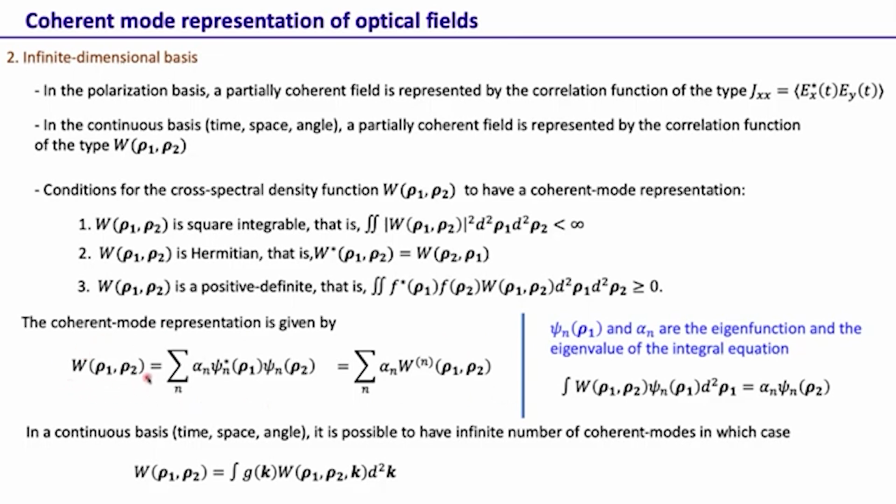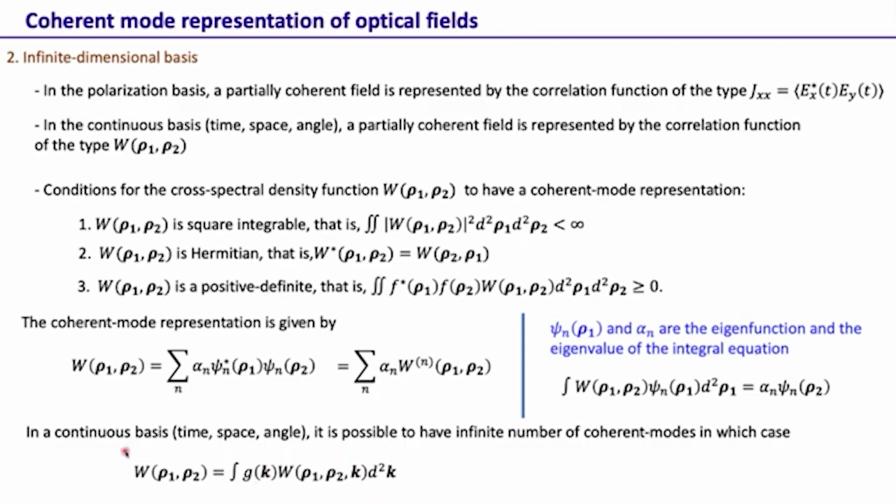That means we write this partially coherent field as a sum of the cross spectral density functions corresponding to the coherent modes, and these alpha n are the weightage. So essentially coherent mode representation is finding the diagonalization, and of course if there is no degeneracy in the eigenvalues, then this coherent mode representation is unique, just like diagonalization. If there is degeneracy in the eigenvalues, then one can have manifolds of coherent mode representation. Okay, and this is for the continuous basis.